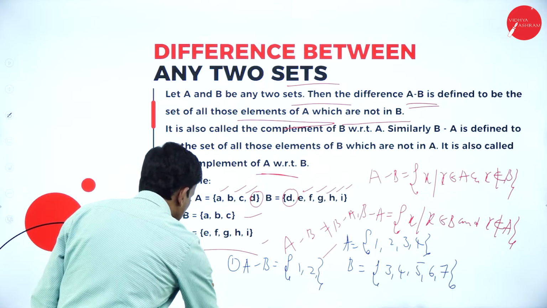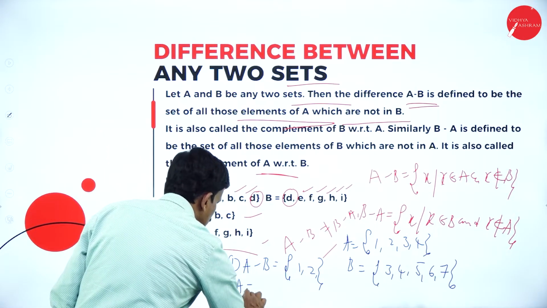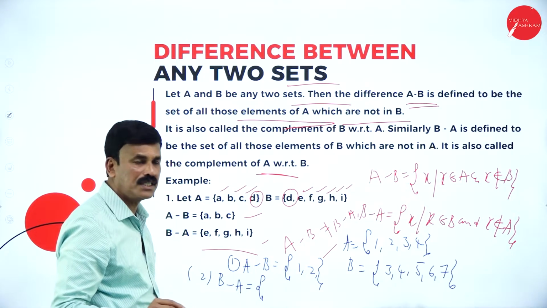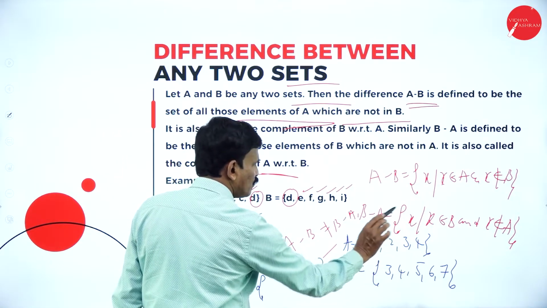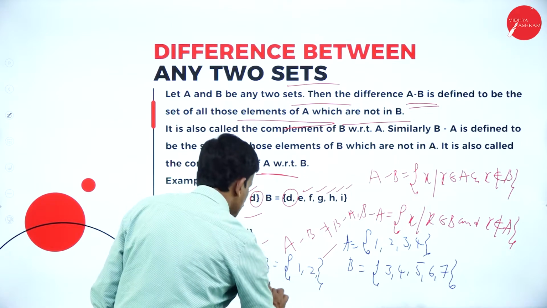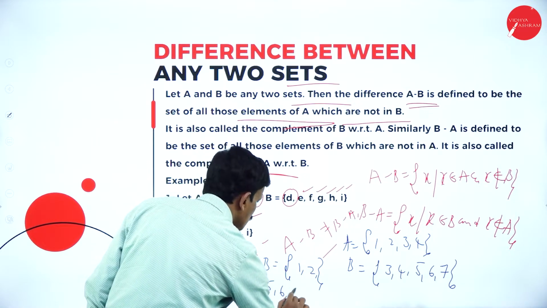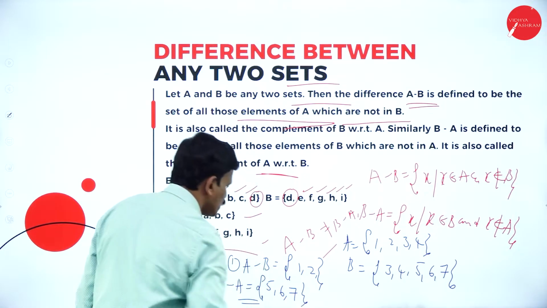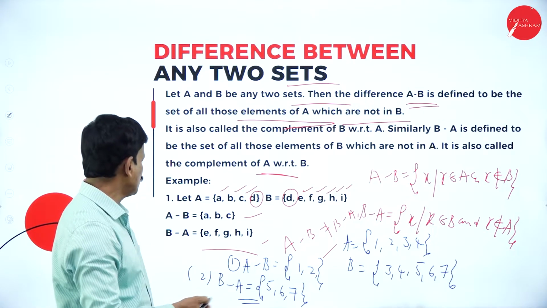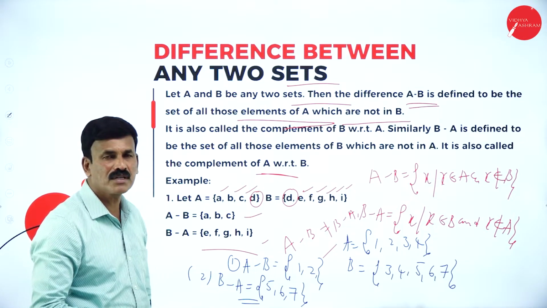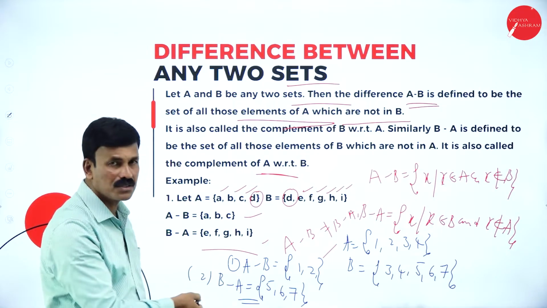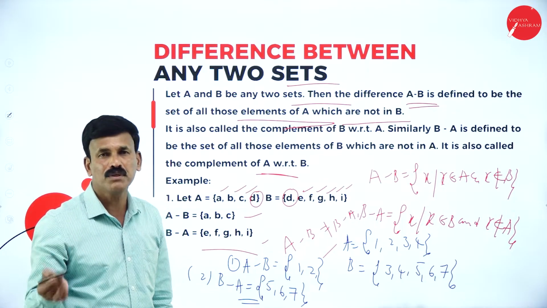Similarly, the second one, B minus A. B minus A means elements which are in B but not in A. So 3 and 4 are there. So 5 is in B, 6 is in B, 7 is also in B but not in A. So A minus B is equal to {1, 2}, B minus A is equal to {5, 7, 6}. This is called the difference. So here also A minus B is not equal to B minus A.